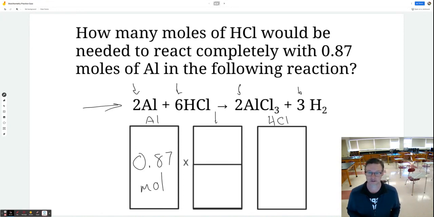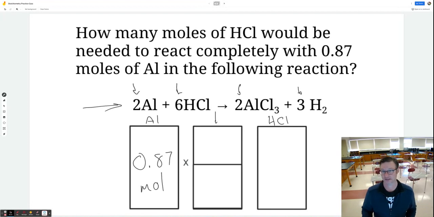So the question is, how many moles of HCl would be needed? Sorry, I said produced, but you do it the same way. So we want to know, if we've got a certain amount of aluminum, how much HCl would it take to completely react with that amount of aluminum? So that's the question. Either way, the process is the same. The top is the coefficient of the unknown substance. The unknown is HCl in this question.